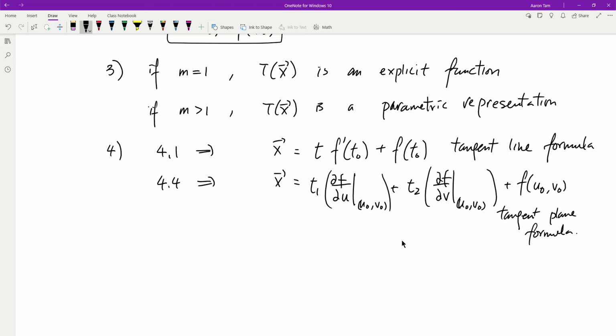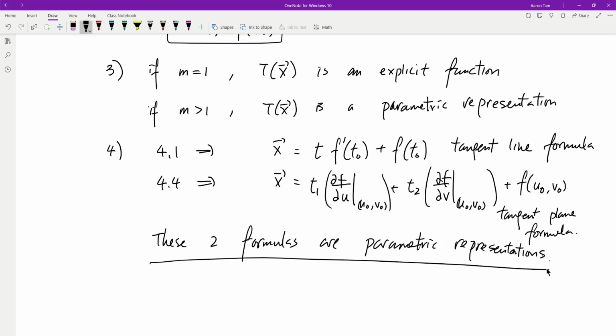So why did I specifically pick out these two formulas? Because these two formulas are parametric representations. And that's a problem. The reason why it's a problem is because parametric representation is not unique. Therefore, these two things do represent tangent line and tangent plane, but they are not the only way to write the tangent line and tangent plane. And that becomes a problem.